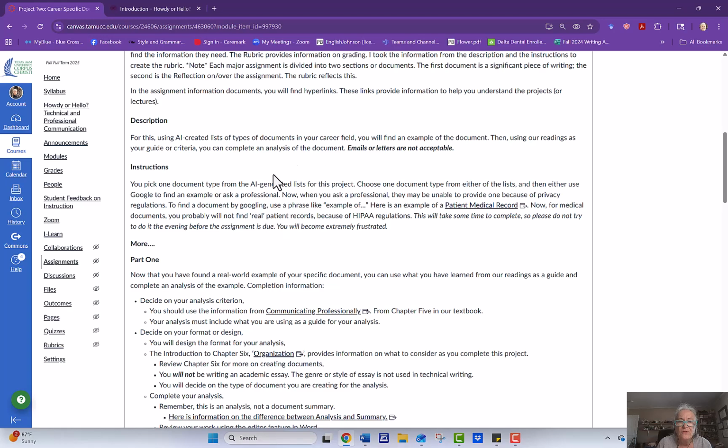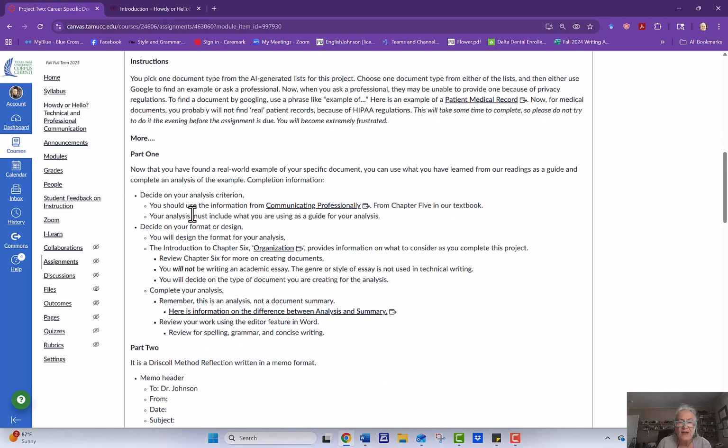Well, you're going to find a document, decide what is the lens you're going to use to analyze. You're going to decide how you format the document. You're going to complete your analysis. And this is the difference between an analysis and a summary. You're not summarizing the information in the document. You're doing an analysis based on the lens, the criteria you tell the reader.